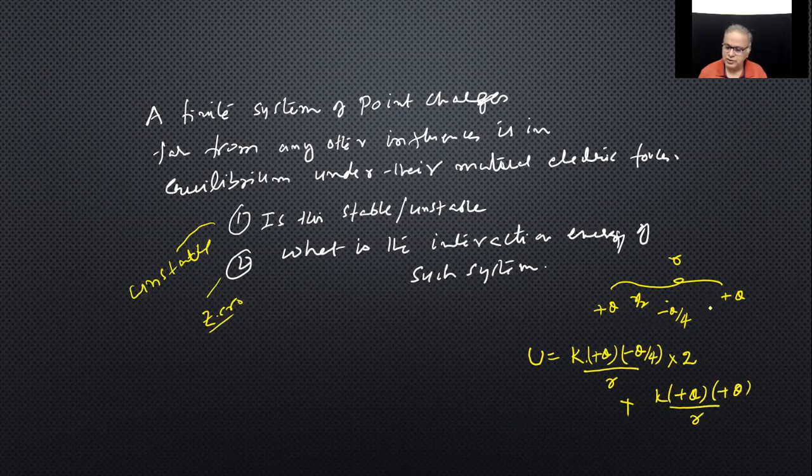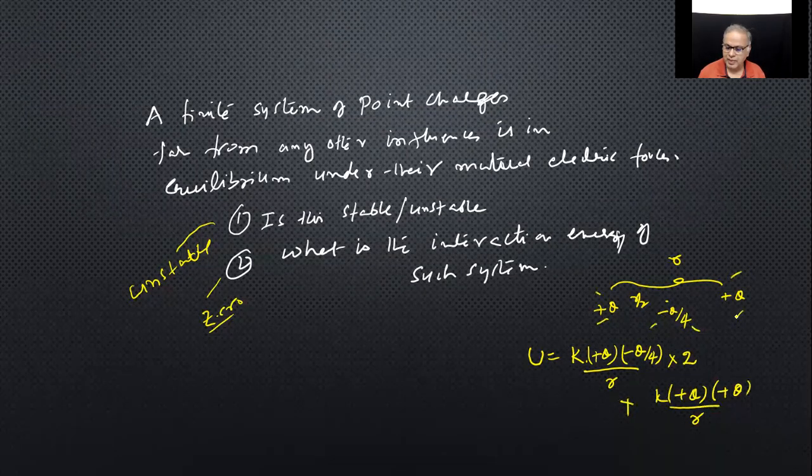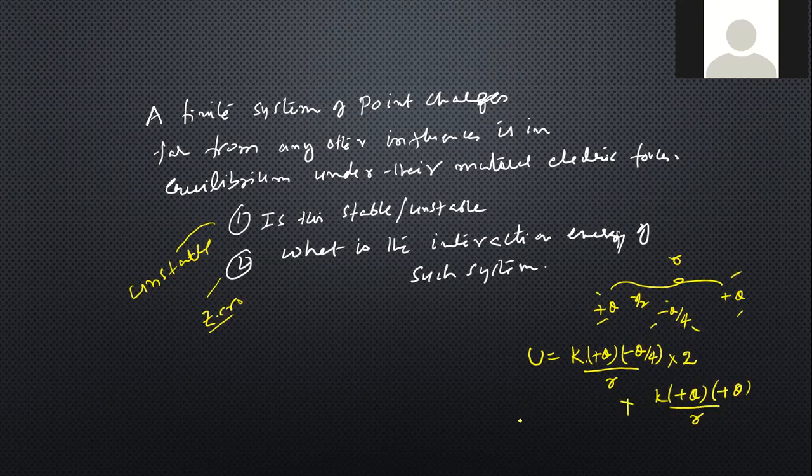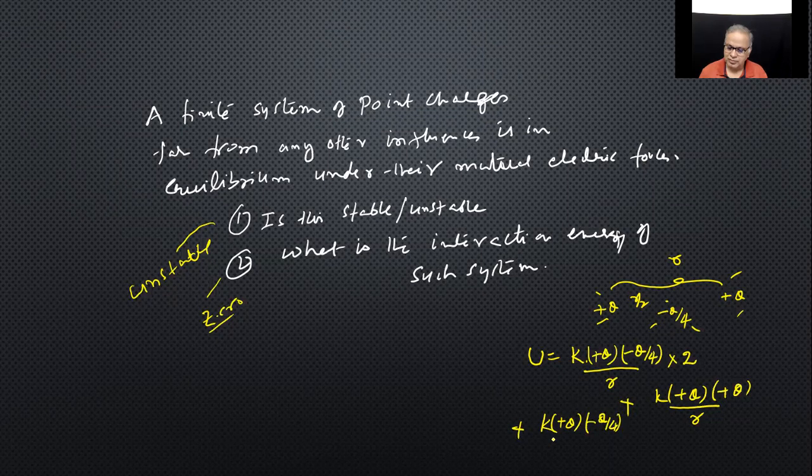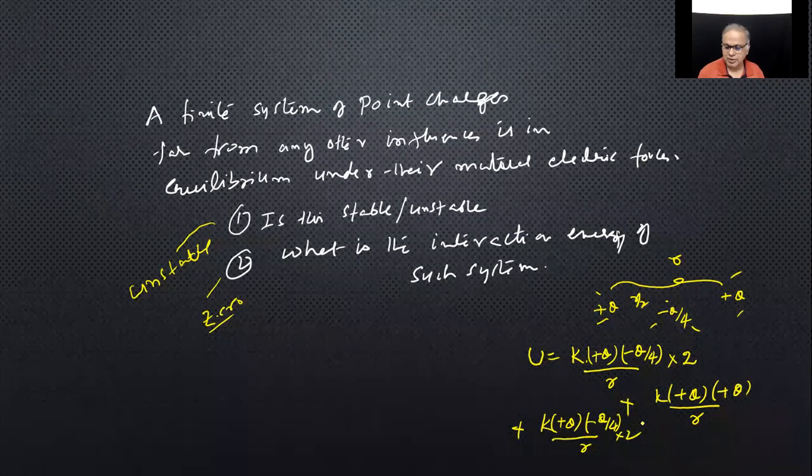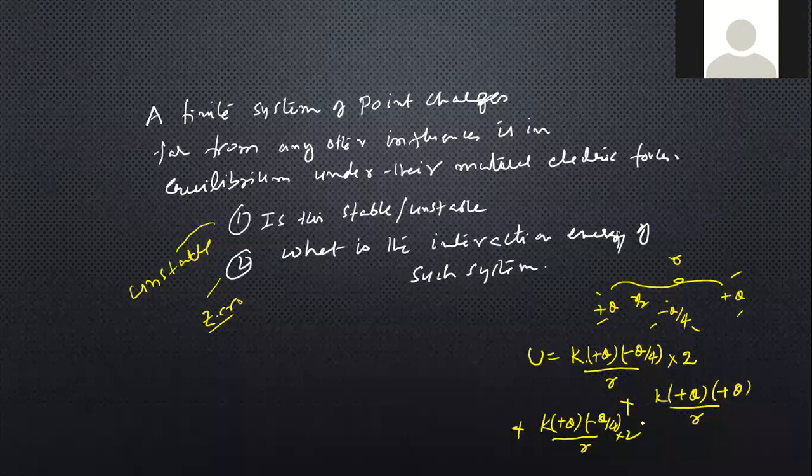Is this there still? For every pair, I told you you should write. This pair is over. Should I not take this pair also? Yes, sir. So what will that be? Plus K into plus Q into minus Q by 4 by R by 2. Right. So is it becoming 0 or not? You tell me.